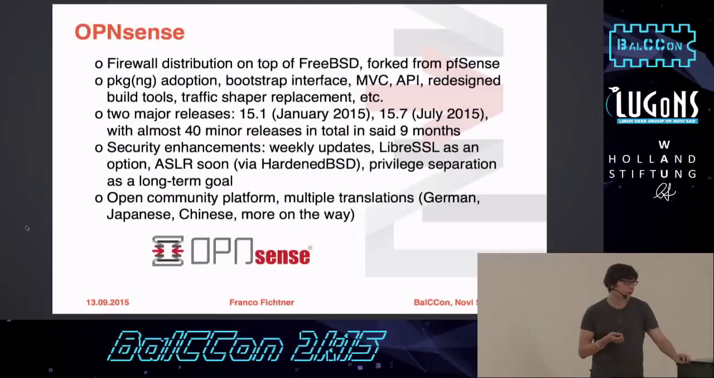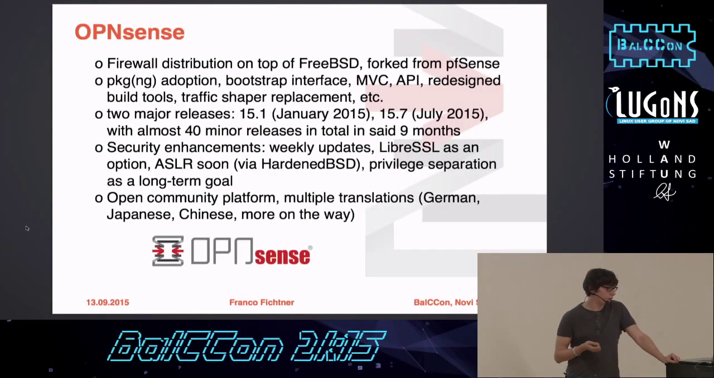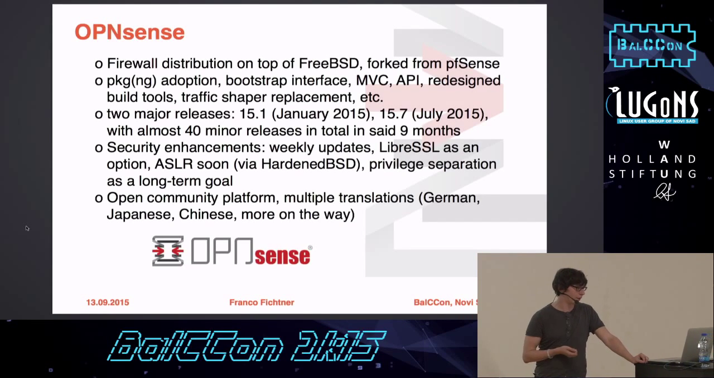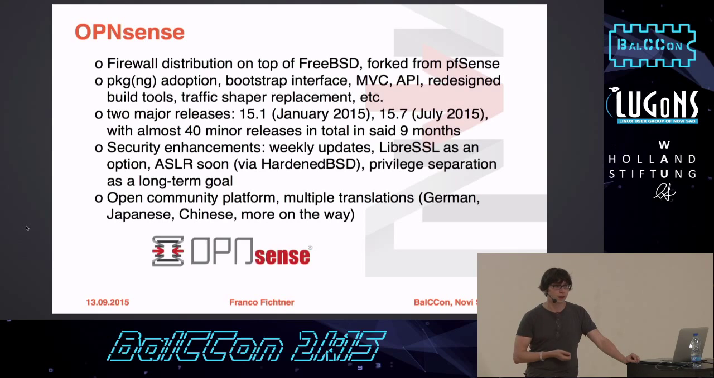We did some security enhancements as well, which is LibreSSL as an option. If you don't like OpenSSL, if you think it's the worst thing in the world, then you can switch to LibreSSL, and you won't even notice any difference from your point of view. We're going to have ASLR soon via hardened BSD. We'll try to cooperate on this front and bring in these patches, which are supposed to be in FreeBSD at some point, but it just takes time to get these things over, and maybe we can help with that a little bit.